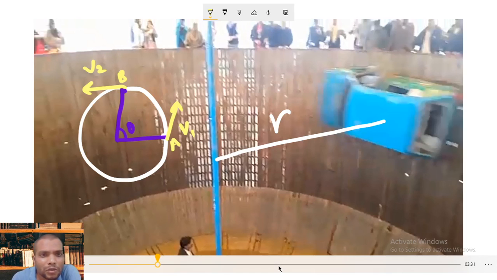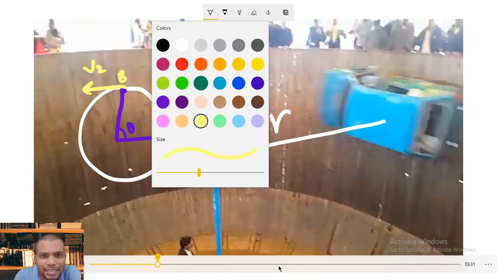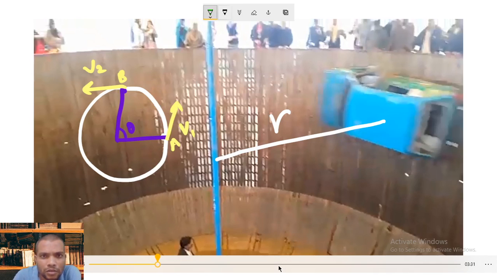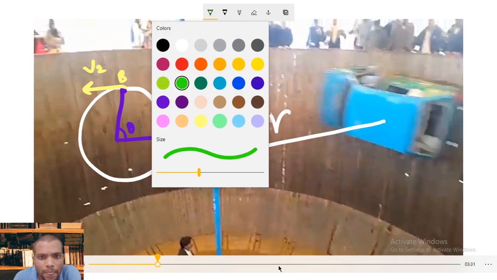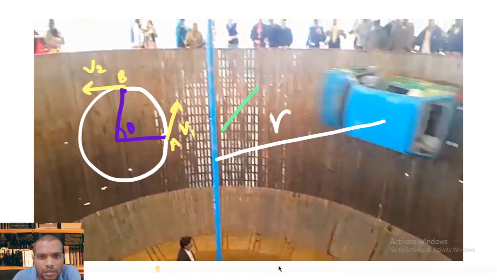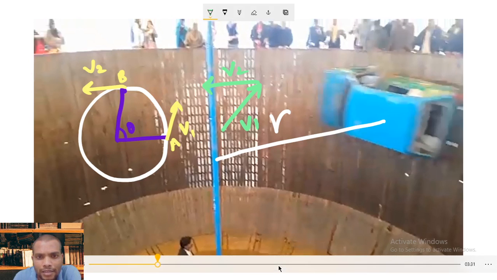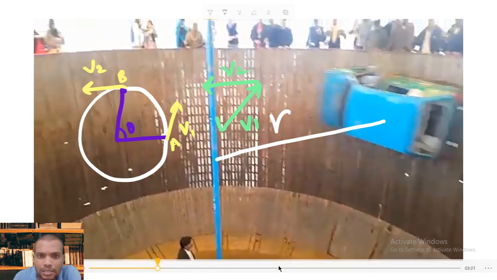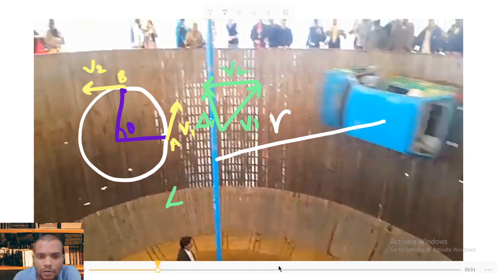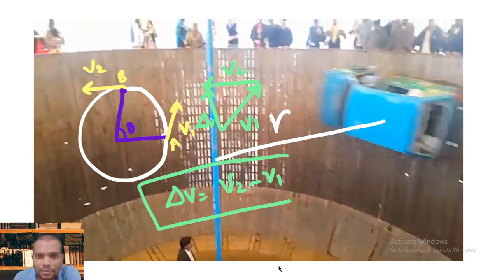If v1 and v2 are the two velocities, where is the change in velocity? We know how to add that vectorially. Suppose this is velocity v1, and another velocity's tail I will bring here. So this is velocity v2. Now I hope you got the resultant velocity. This is the resultant velocity, delta v. Now delta v equal to v2 minus v1, the change in velocity.